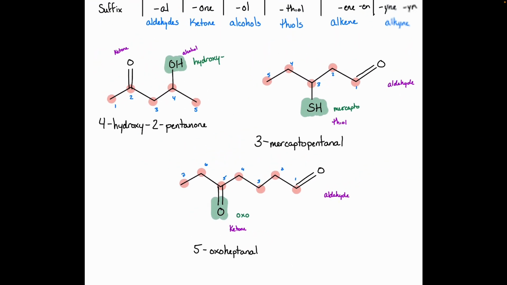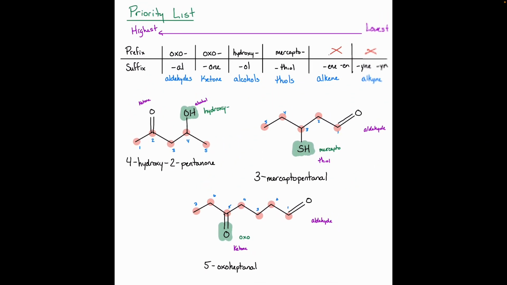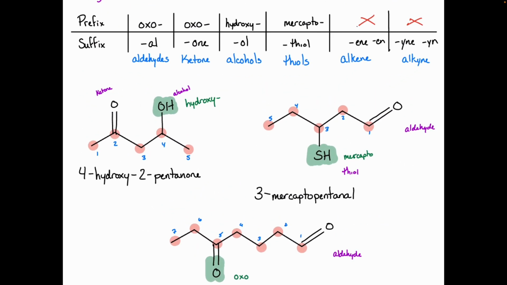Okay, so we updated our priority list to include ketones and aldehydes. They are going to sit at the tippy top of our priority list. Aldehydes are now the highest priority functional group we know. Ketones are right below that. And if they have the suffix, they actually share the suffix oxo, should they be the lower priority in the molecule.